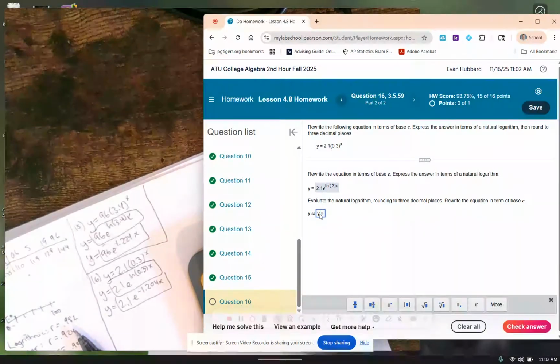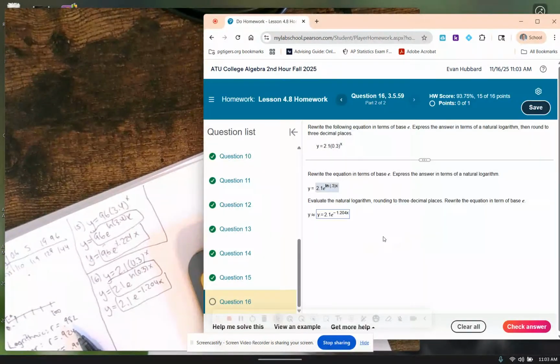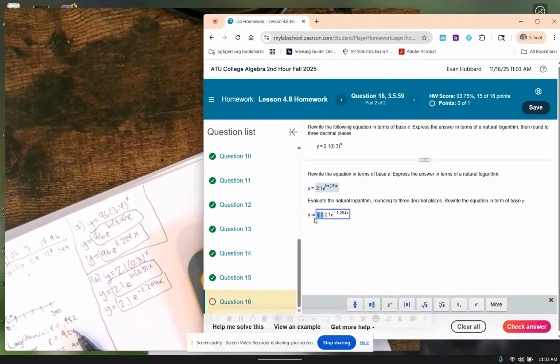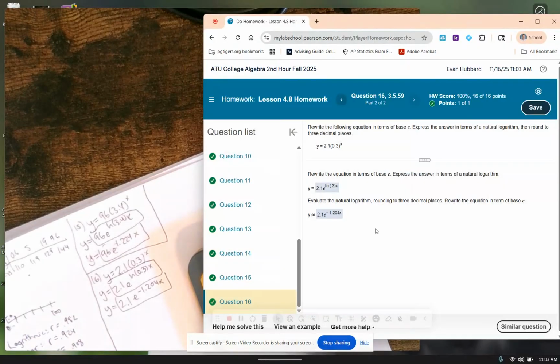y equals 2.1 e shift negative 1.204 x. Whoops. Did I do something wrong? ln of 0.3, so 2.1 e to the ln of 0.3. Oh, they already have y there. I'm sorry, they already have y there. Well, I should pay attention. There you go.